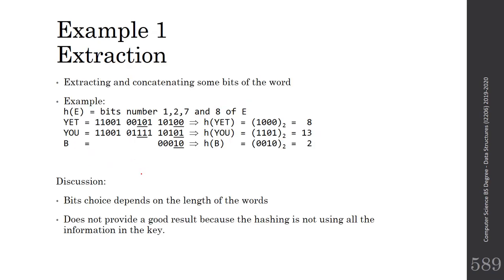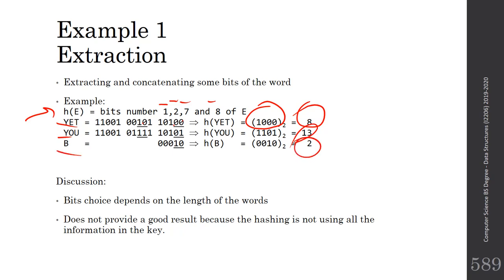First we have a well-known hashing function called extraction. In the extraction function, we extract and concatenate some bits of the word. So here is the hashing function. We extract just the first, second, 7th, and 8th bits. So from any string of bits, I will extract at most 4 bits, starting from the rightmost bit. So this is 1, 2, 3, and 4. So I will have this number, and I will hash the word. It will be equal to 8. For example, U will be hashed to 13, and B will be hashed to 2.